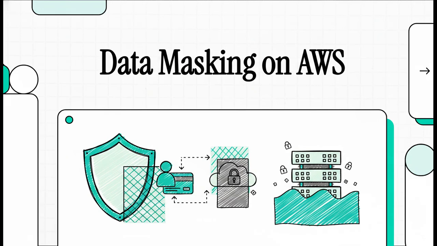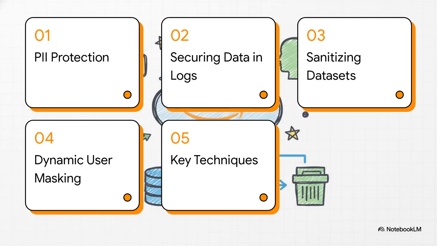Welcome to the Explainer. If you're working with data on AWS, then you know you've got a huge responsibility, protecting your users' sensitive information. So today, we're going to break down exactly how to do that using data masking and sanitization. Here's what we've got on tap.